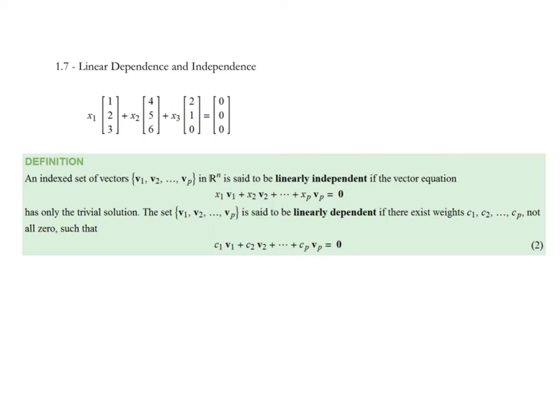Hi everyone, in this video we're going to go through section 1.7, titled Linear Independence. In this section we take a look back at homogeneous equations. That was our system that was all equal to 0, and we take a look at them from a different perspective. We're looking at them more as vector equations, as you can see at the top here. We have a vector equation that is a homogeneous system.